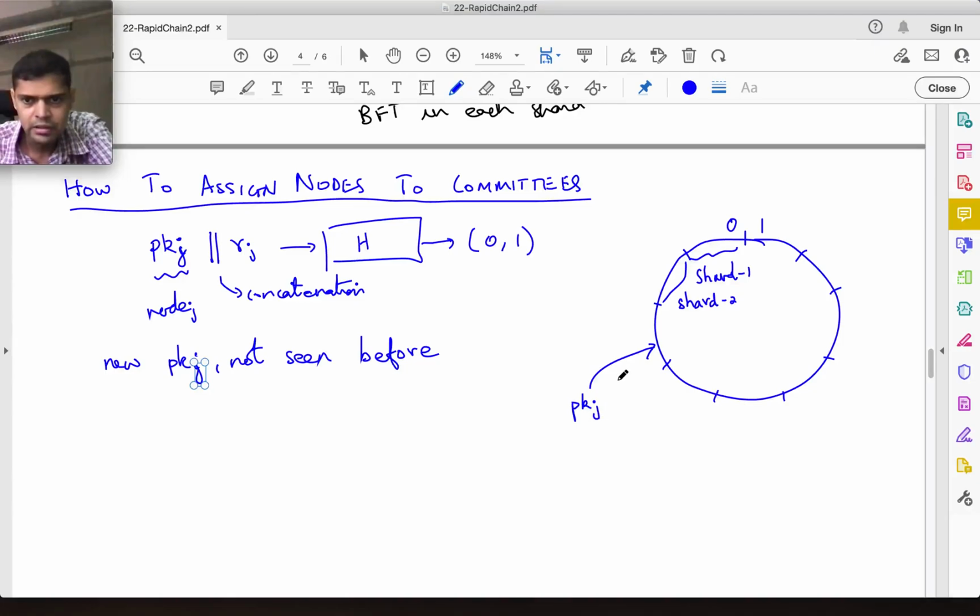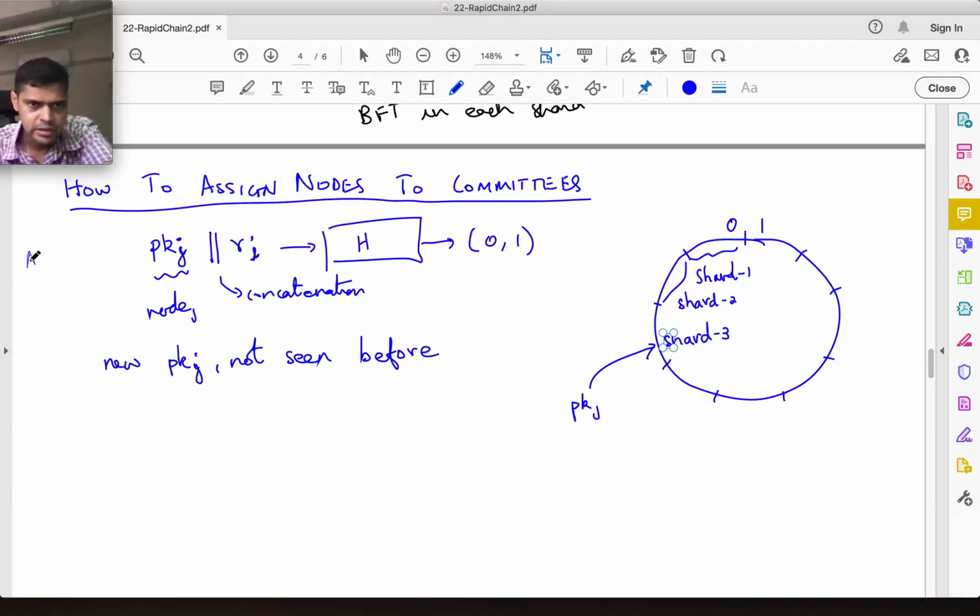Here it so happens that this particular public key is mapped to, this should be Ri, not Rj. So this is an epoch I. Here this particular node gets mapped to shard 3. So this is for new nodes we are going to do this, and if the public key was seen earlier, we keep the shard the same.